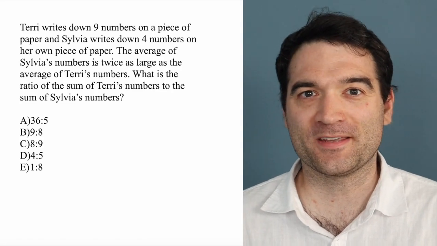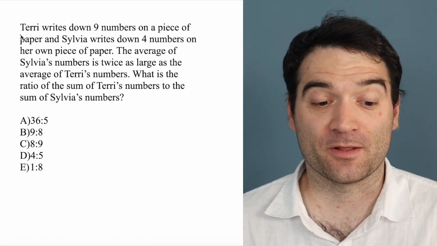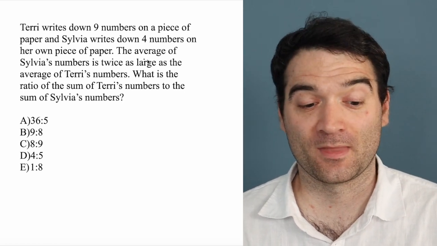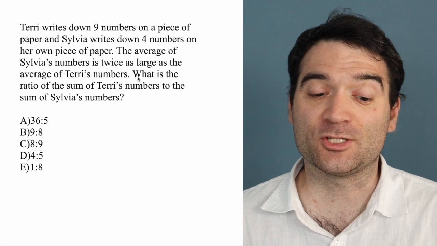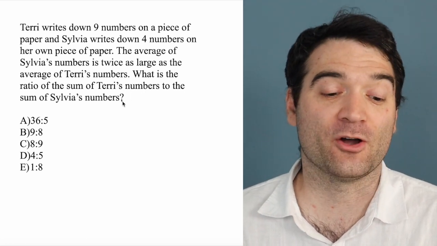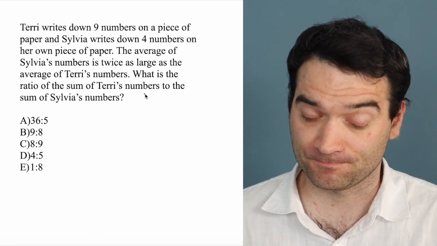Here's a GRE arithmetic question. Let's take a look. Terry writes down 9 numbers on a piece of paper, and Sylvia writes down 4 numbers on her own piece of paper. The average of Sylvia's numbers is twice as large as the average of Terry's numbers. What is the ratio of the sum of Terry's numbers to the sum of Sylvia's numbers?